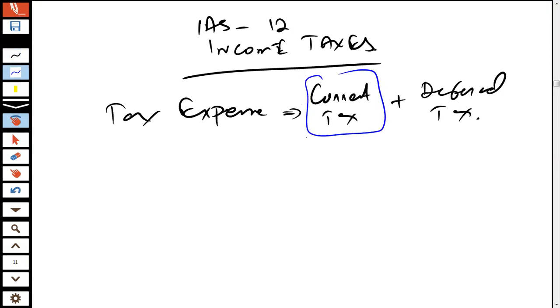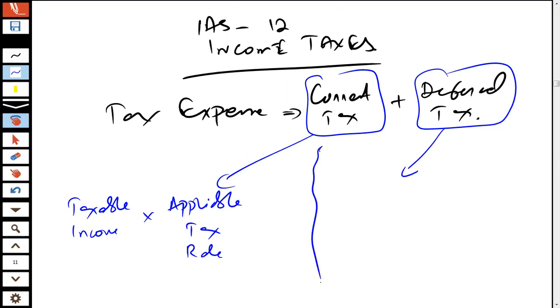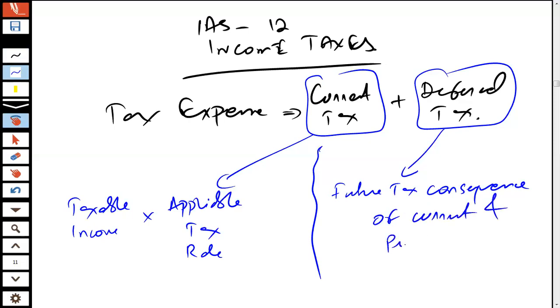When we talk about the concept of current tax and the concept of deferred tax, what exactly do we mean by the current tax? The current tax is actually your taxable income multiplied by the applicable tax rate. And deferred tax is your future tax consequences of current and prior period transactions.